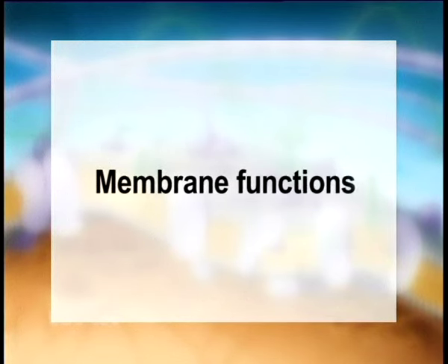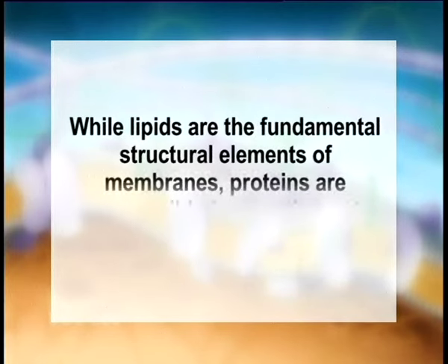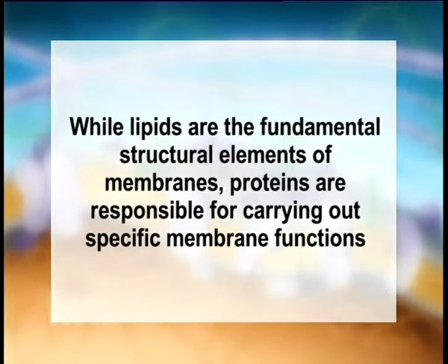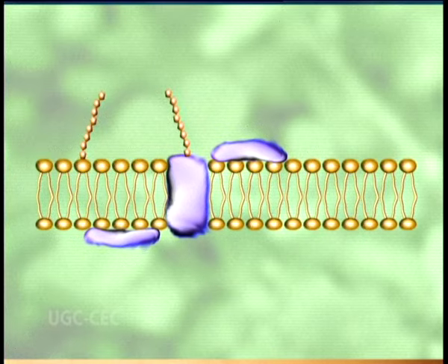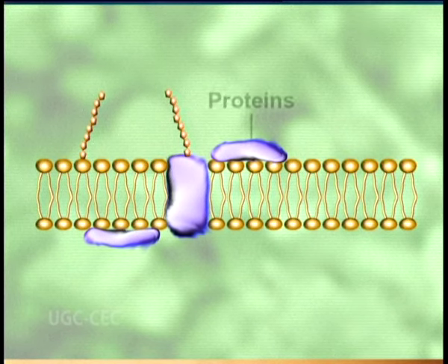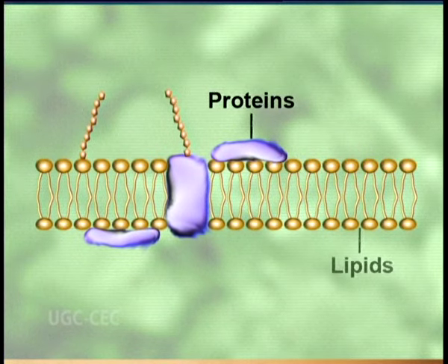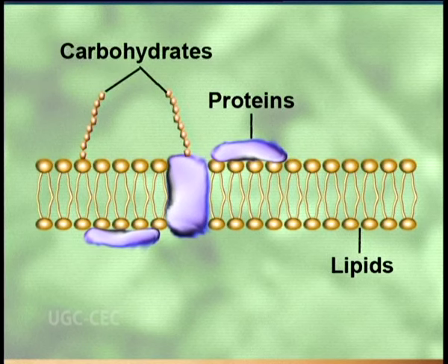The third and last section of the plasma membrane is the membrane functions. While lipids are the fundamental structural elements of the membranes, proteins are responsible for carrying out specific functions. Most plasma membranes consist of approximately 50% protein and 50% lipid by weight, with the carbohydrate portions of the glycolipids and glycoproteins constituting about 5 to 10% of the membrane mass.